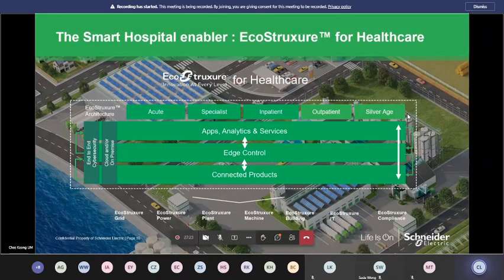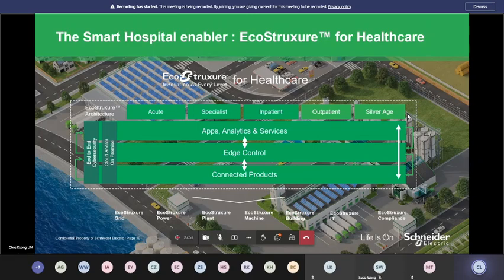All right. I think for the last 2 days, probably you have already seen the architecture of Schneider Electric. Normally we have the 3 layers. Likewise, in healthcare, within the 3 layers of all the products, we go across the board. We are covering the entire spectrum from grid, power plant, machinery, buildings, IT, and all the way across. So every single one of these portions has a place in the hospital. Through the 3 layers of integrations that we have, we are able to provide services to the entire spectrum of healthcare, which covers acute, specialist, inpatient, outpatient, even silver age.